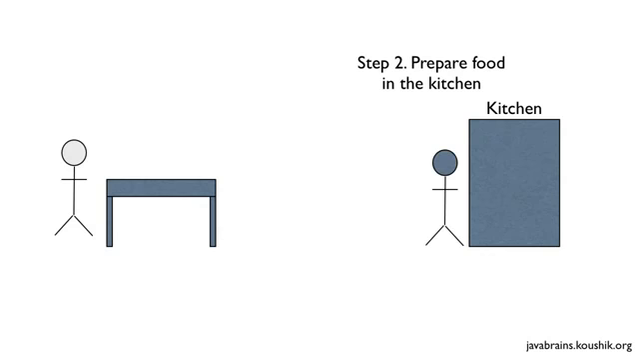The customer chooses from one of the items available in the menu, and then our stickman over here gets the order. Step two, he has to take the order to the kitchen and prepare the food. Note that this is just a one-man restaurant. There are no other employees, so he has to do all the roles himself.